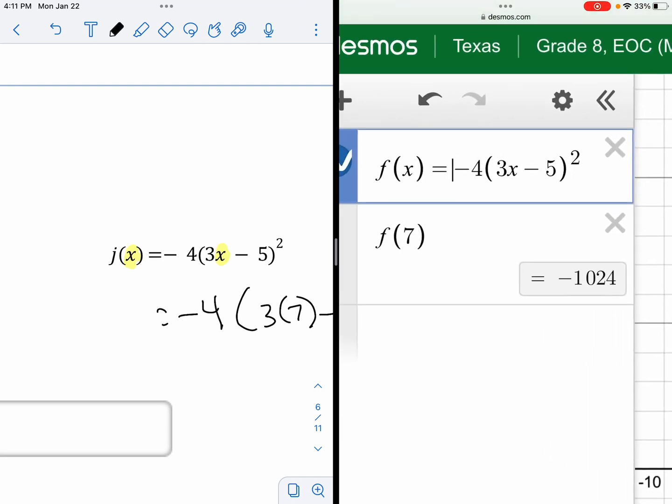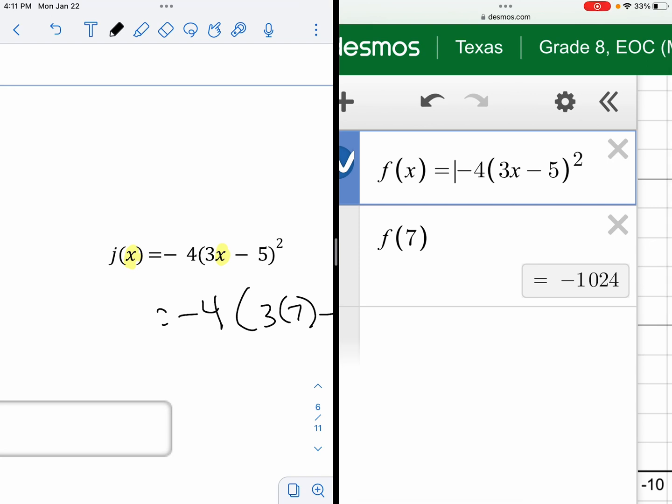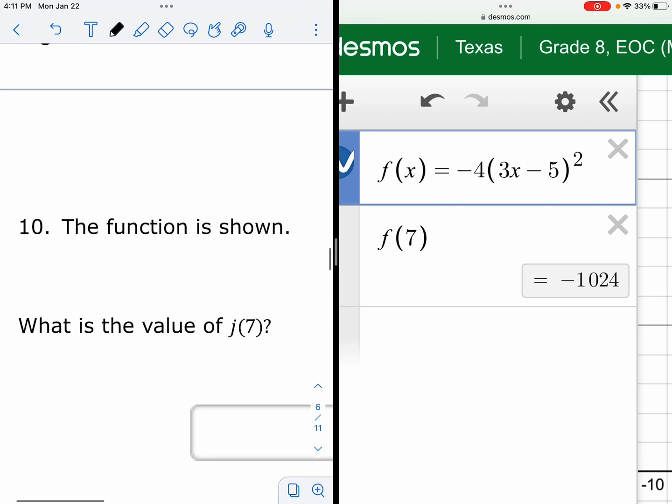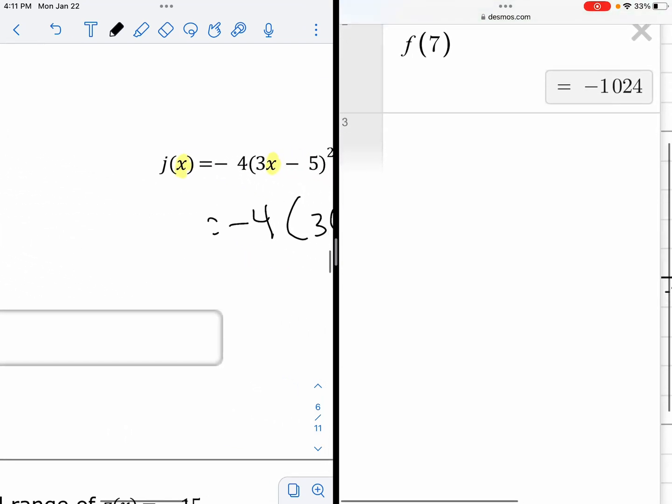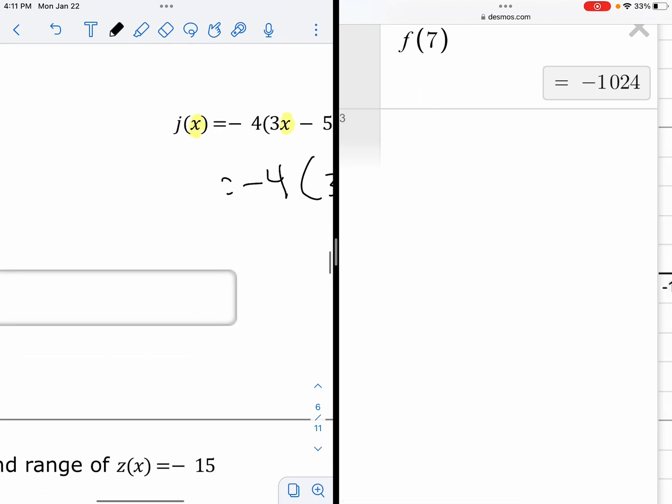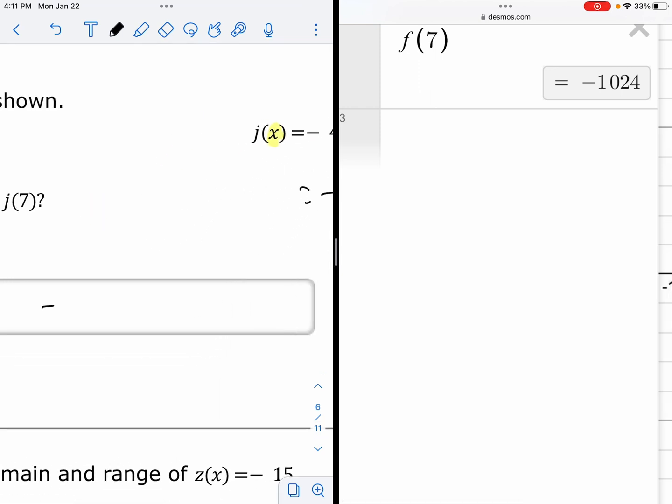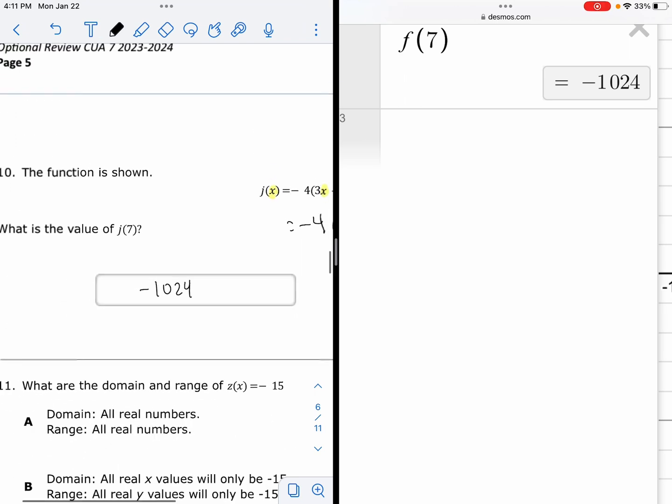So this is the same as you typing it into the calculator. If you type in the function itself, and then on the second line, you ask what is the function of whatever number you're trying to come up with. You can either use a yellow calculator or you can type it in. And then when you type in your answers, you have to type it in exactly the way it appears. Negative 1024.